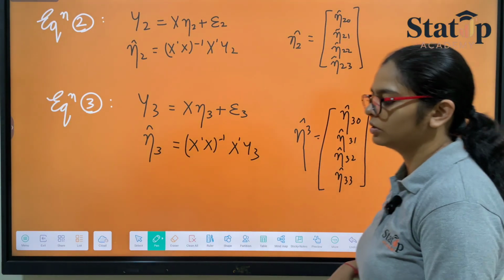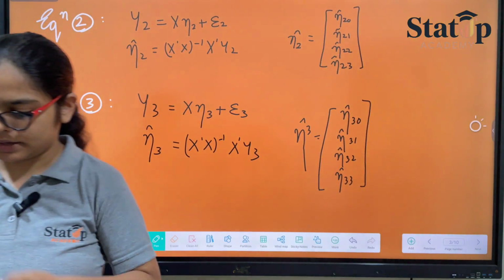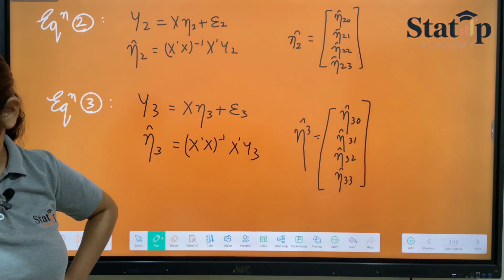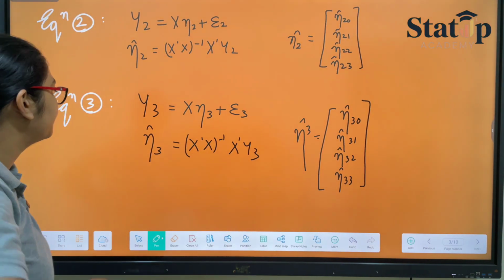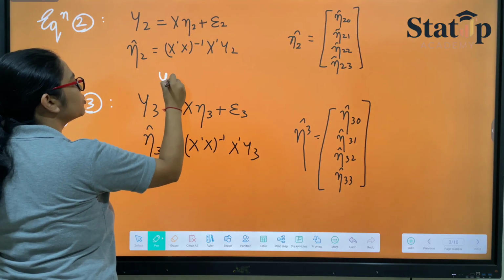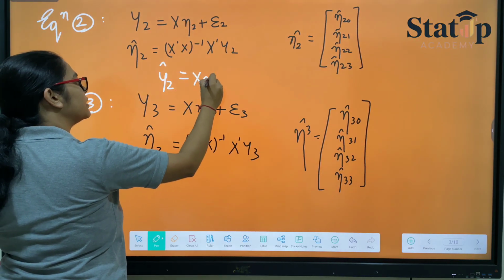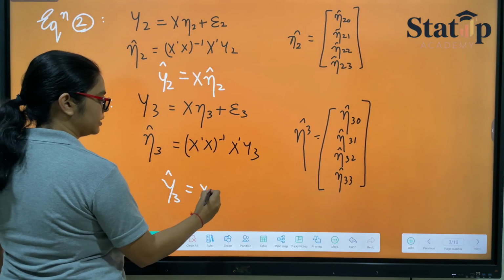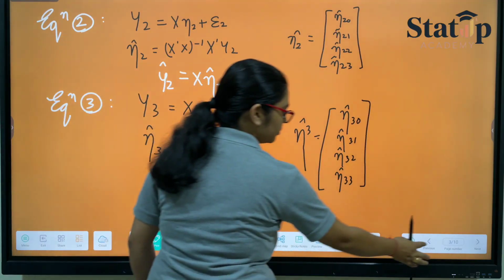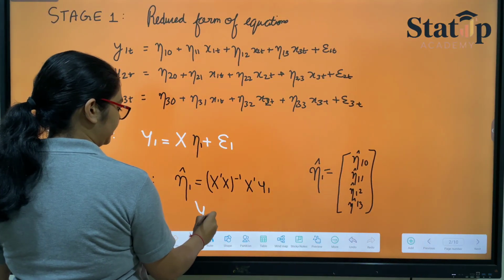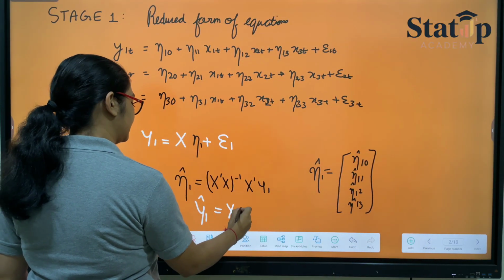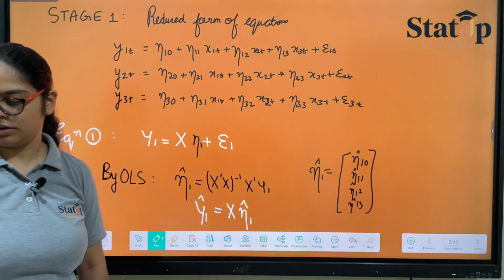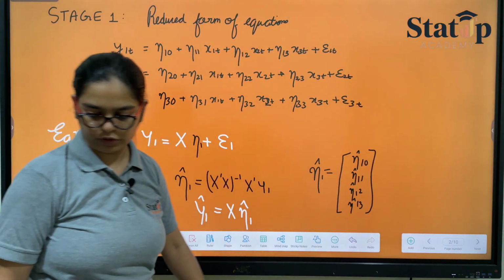So this is our stage 1 process. Now the predicted values are y2 cap equals x eta 2 cap, y3 cap equals x eta 3 cap, and y1 cap equals x eta 1 cap. These will be the predicted values of y1, y2 and y3. Now moving on to the second stage.